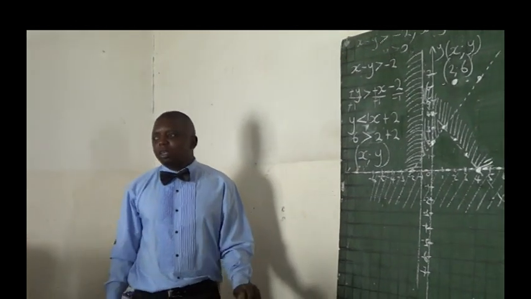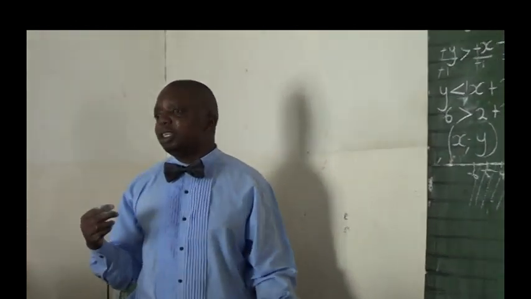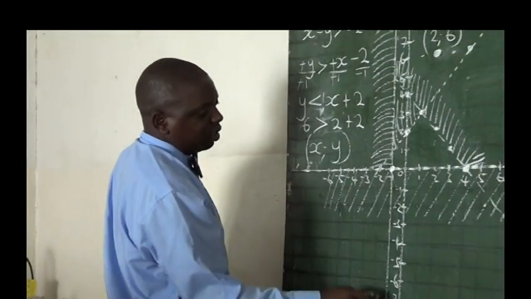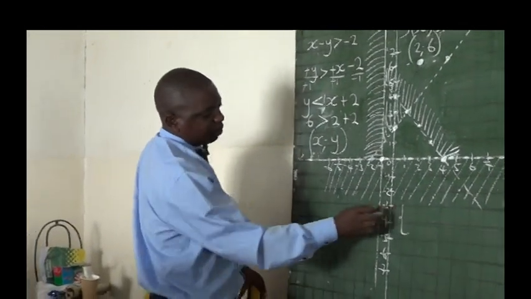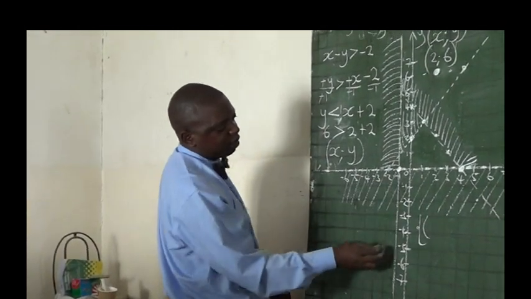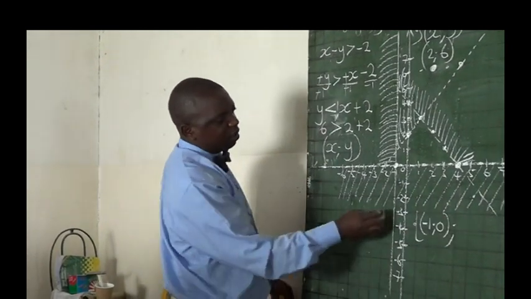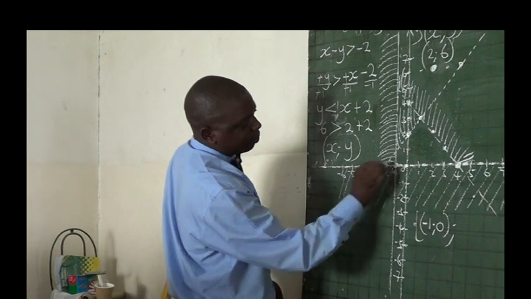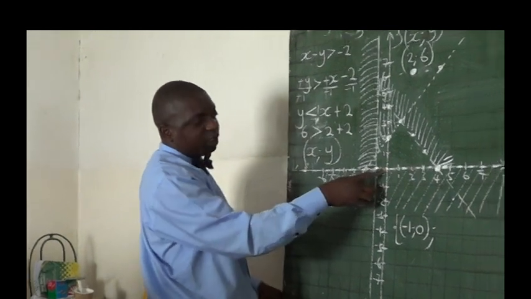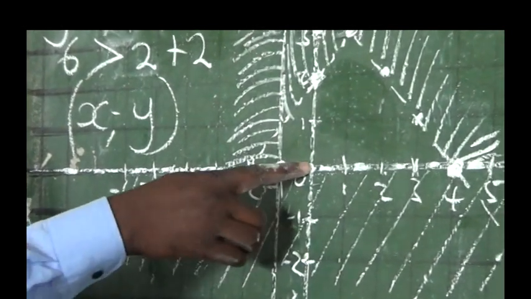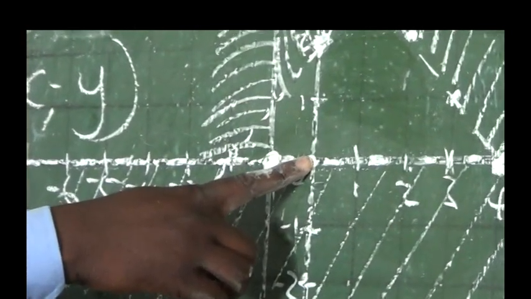And if you are asked to write down the solution set, you just take the points. This point is (-1, 0). What about this one? Well, this one we don't take it. Why don't we consider this one? It's on a broken line.